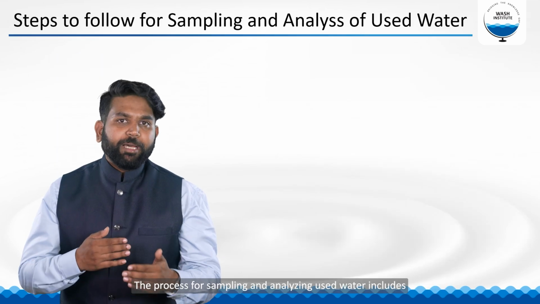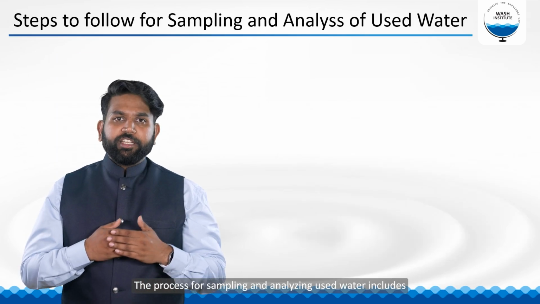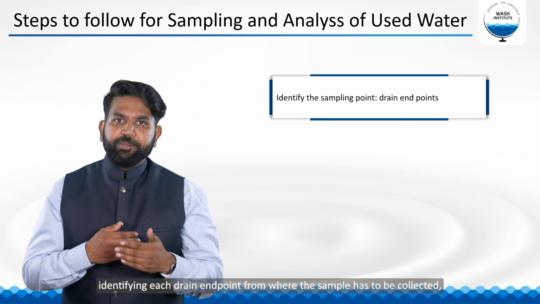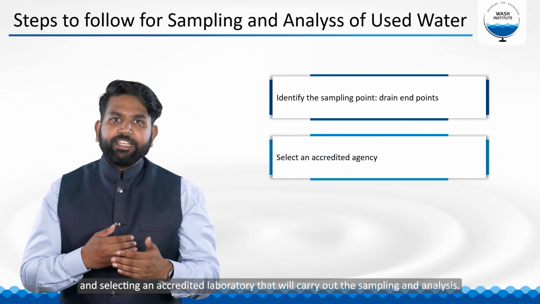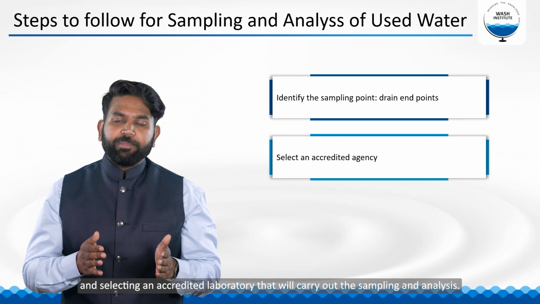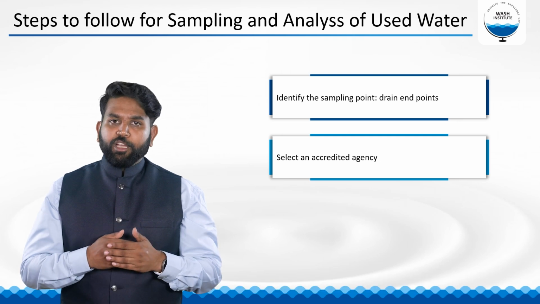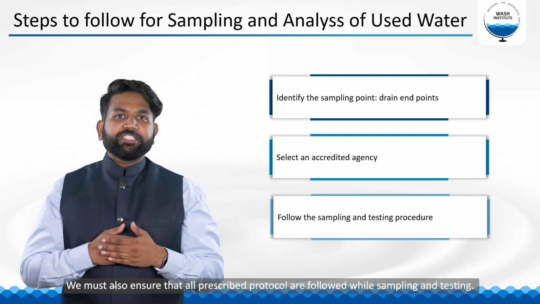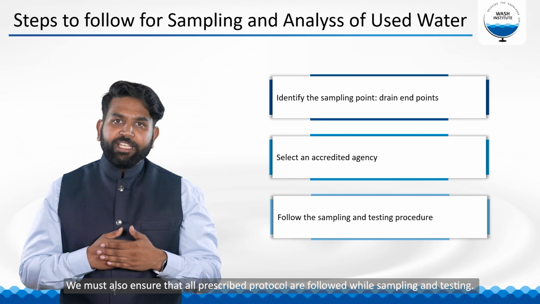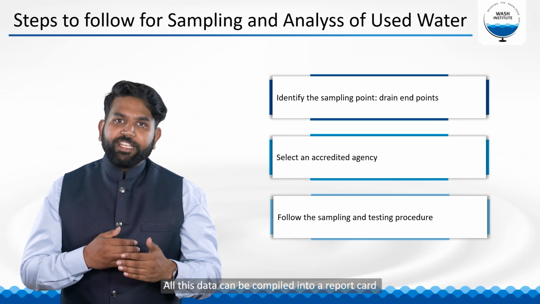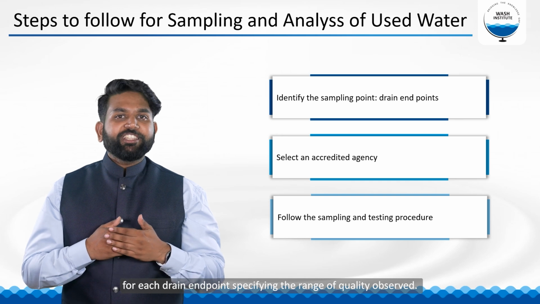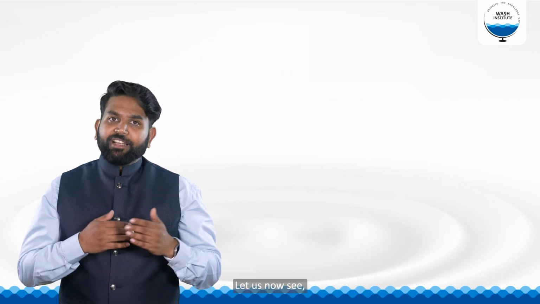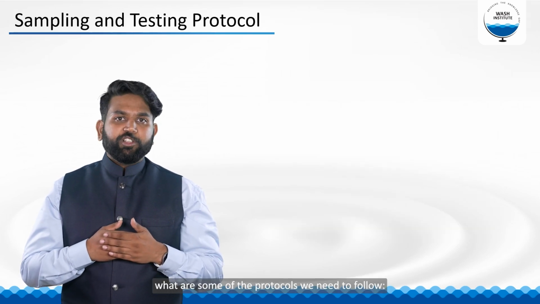The process for sampling and analyzing used water includes identifying each drain endpoint from where the sample has to be collected and selecting an accredited laboratory that will carry out the sampling and analysis. We must also ensure that all prescribed protocols are followed while sampling and testing. All this data can be compiled into a report card for each drain endpoint specifying the range of quality observed. Let us now see some of the protocols we need to follow.